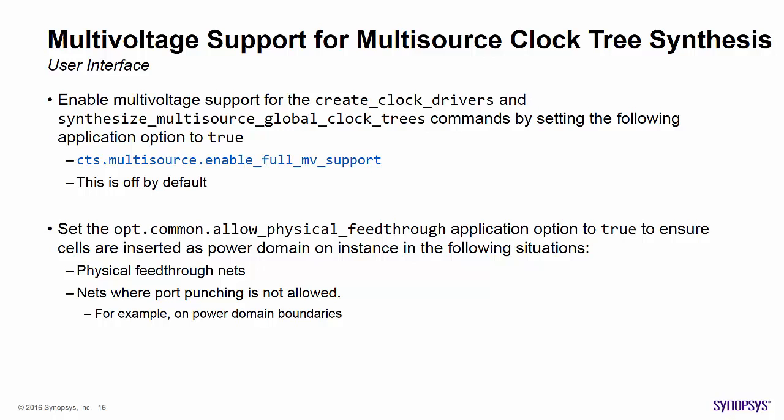In cases where we need to insert cells on physical feed-through nets or nets crossing power domain boundaries when no port punching is allowed, enable the opt.common.allow physical feed-through application option. This will create cells as power domain on instance.